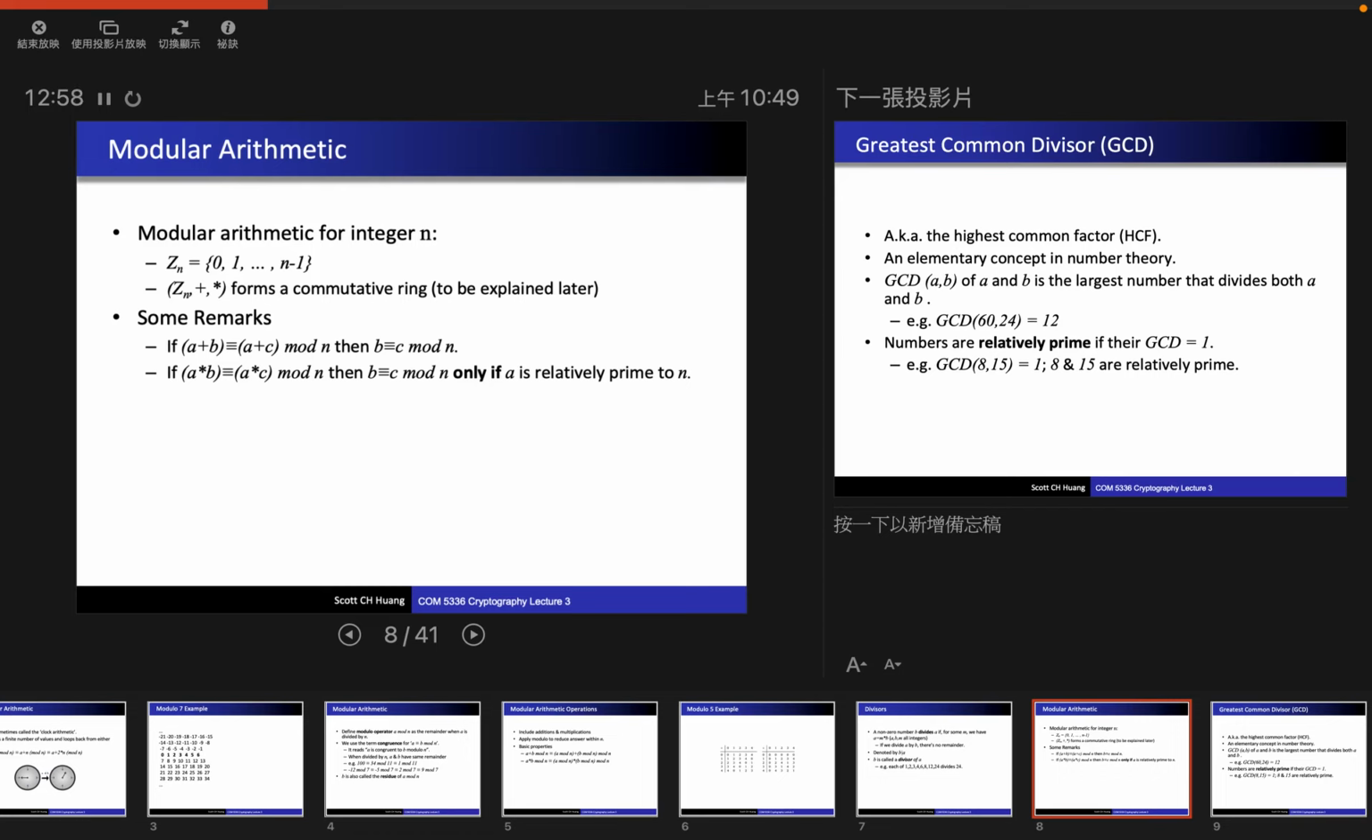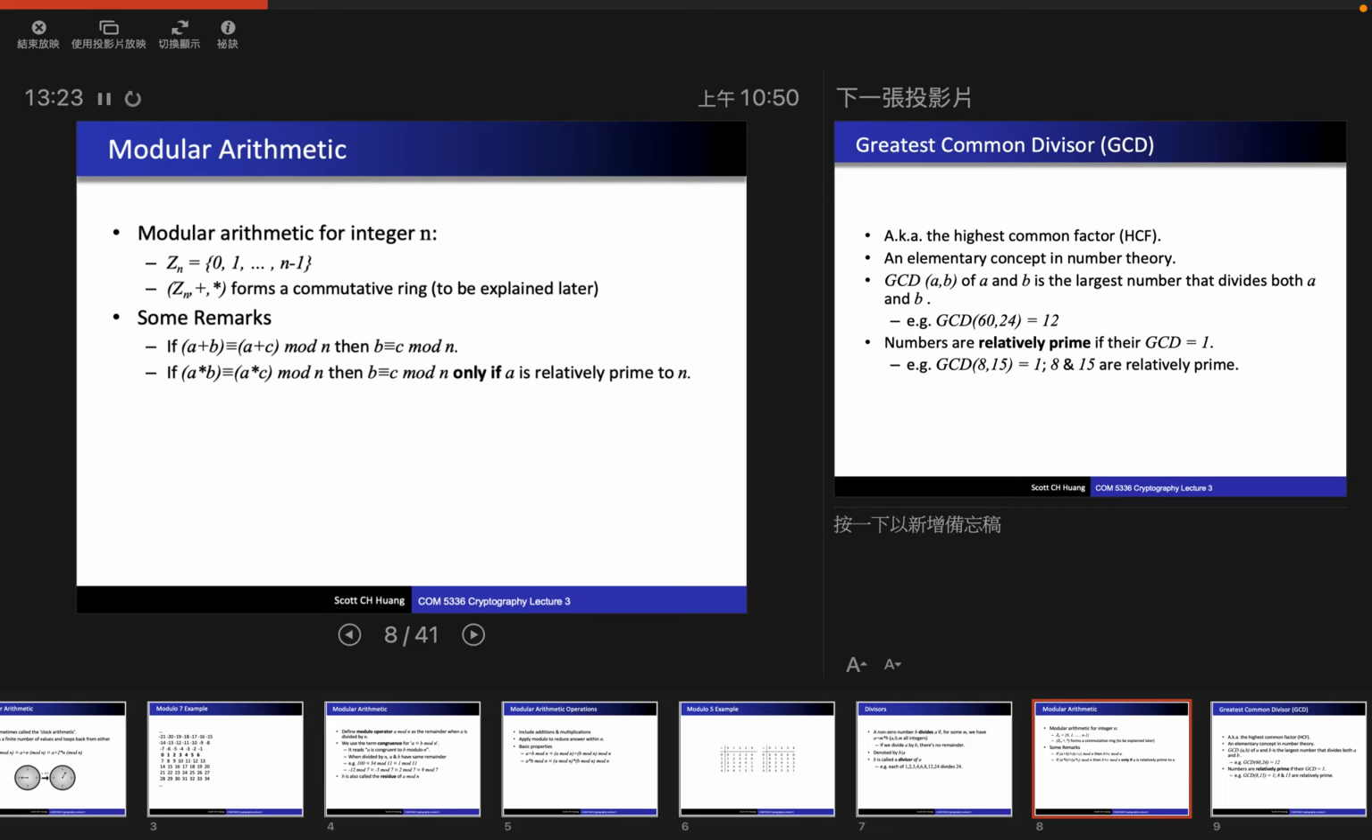And then we have an extra operation, multiplication. And mathematically, we say this forms a commutative ring. And we'll explain later what this means. If we do that, then we can realize that it follows pretty much the same rules as our ordinary arithmetic operations.